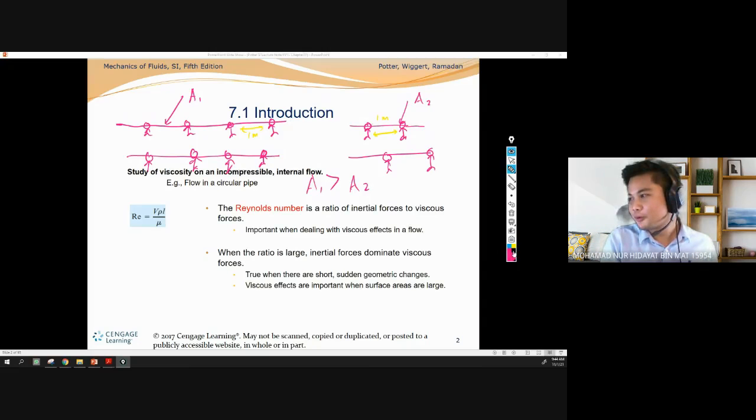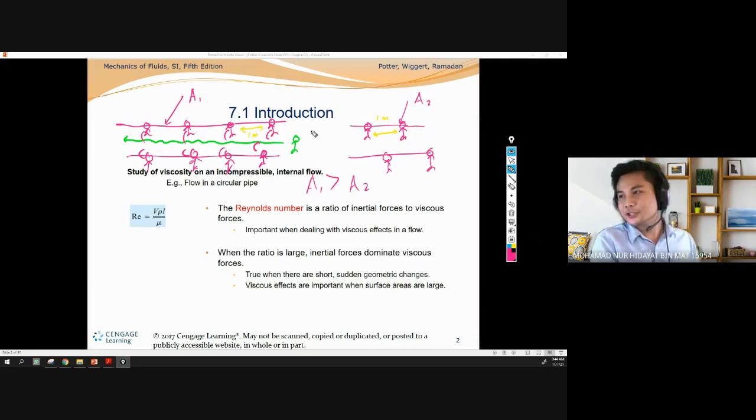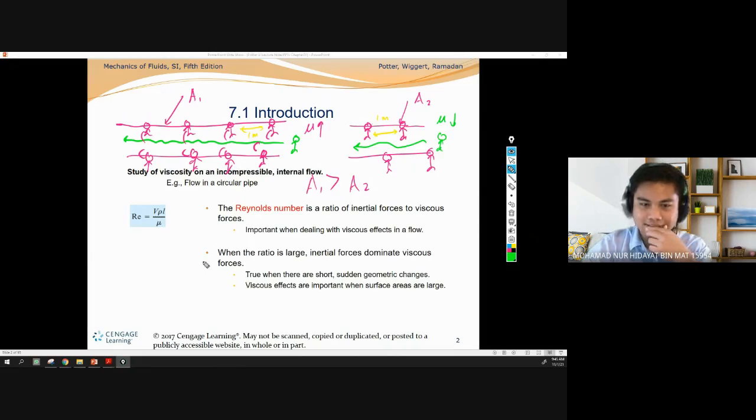If you try to move, you are green, which means you are healthy. You are moving here, and the zombies will try to catch you. So the viscosity is very high here compared to here. This is you, and then you try to move, and your viscosity is very small. So far, do you guys understand? That is basically the basic definition of the Reynolds number related to viscosity.